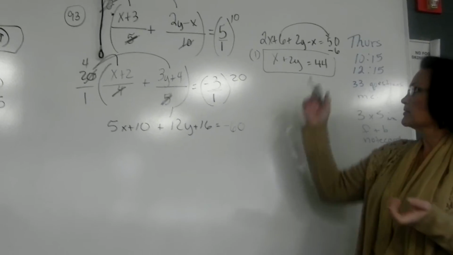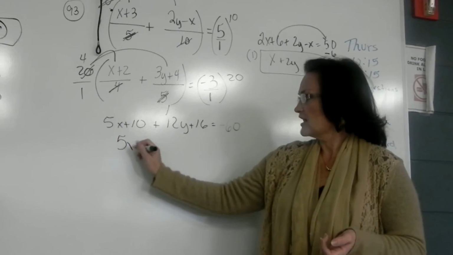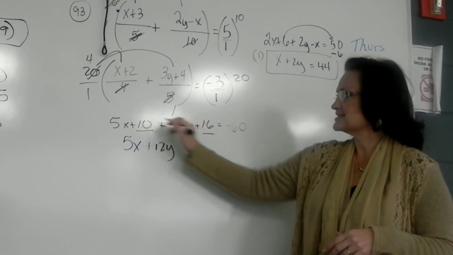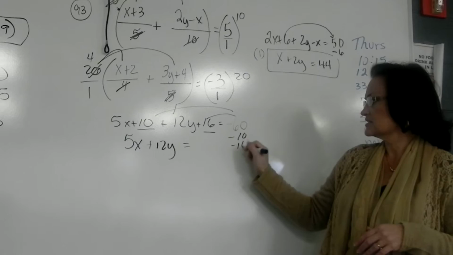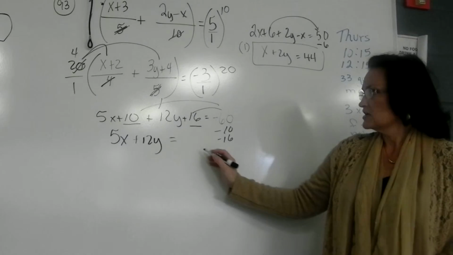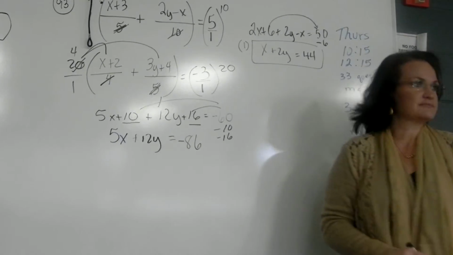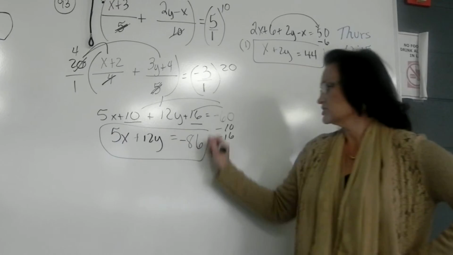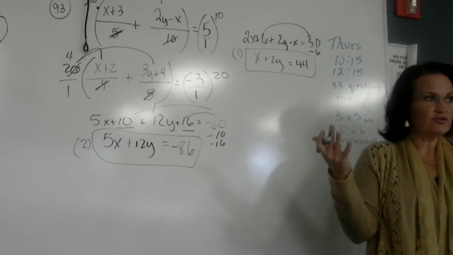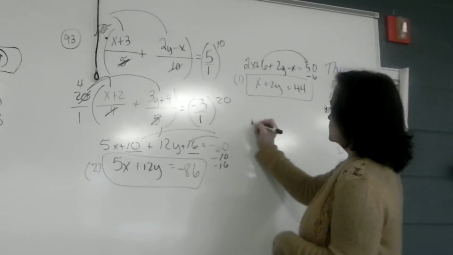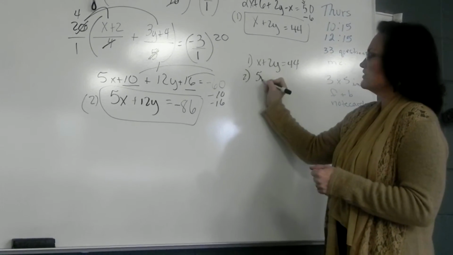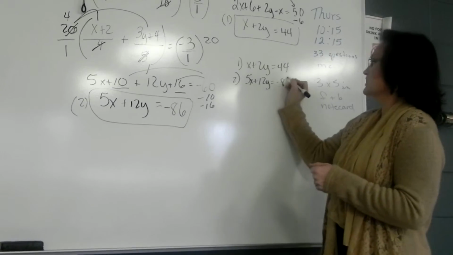Okay, then we want to clean it up like we did before. Gather your x's. We just have the one x term and the one y term, and they're on the left side already. But this 10 and 16 need to go to the other side as constants. They change signs when they switch over. So negative 60, negative 10, and negative 16 is negative 86. So that gives us now equation 2. All right, so now what I need to do is kind of start fresh. I've cleaned those up. So I've got equation 1 is x plus 2y equals 44. And equation 2, 5x plus 12y equals negative 86.